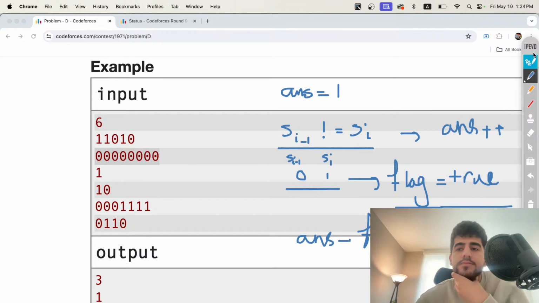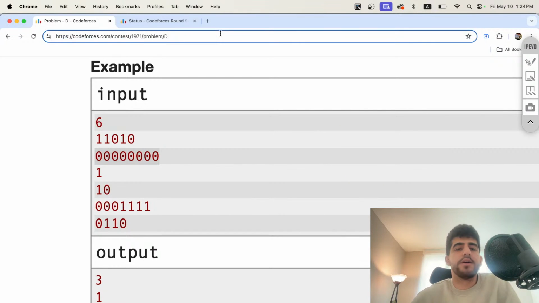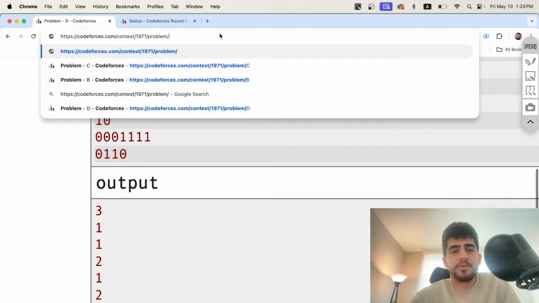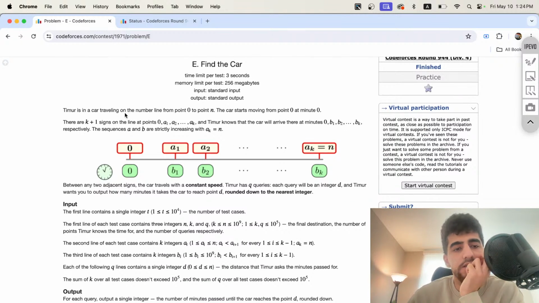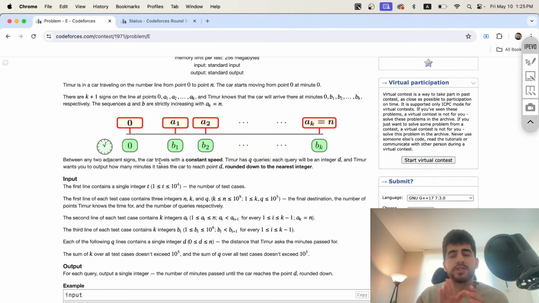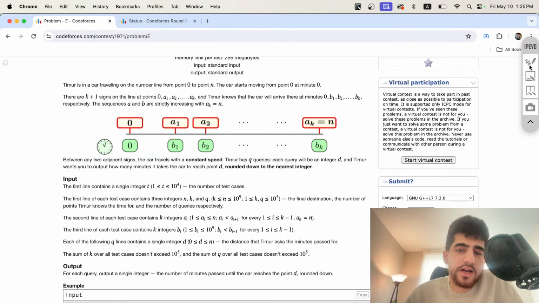Okay, the next one. Problem E. Find the car. In this one we have some places 0, A1, A2 to AK equal to N, and we know at which time we have reached each point. And we know that between each 2 points the speed of the car is constant, and we need to find out at what time we are at each position.